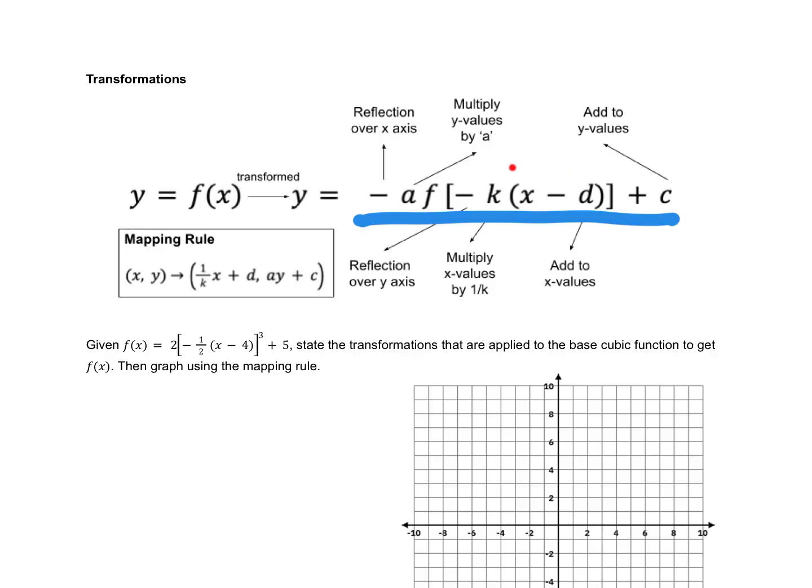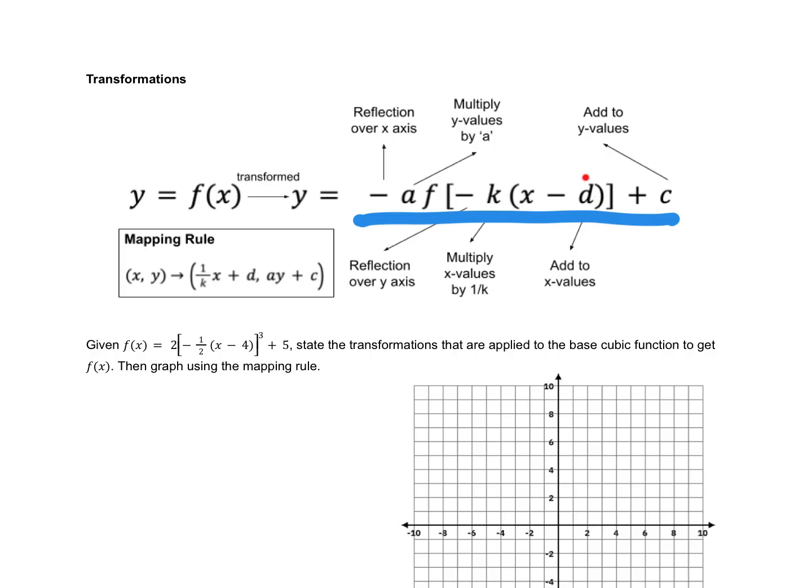Then we have all of the horizontal things inside the function here, which is replacing what x normally would be in f of x. And these values will affect the x coordinate. So if this k value is negative, that's a reflection over the y-axis. For the k value, we actually have to take a reciprocal of k. So we have to look at the value of 1 over k. And if 1 over k is greater than 1, we have a horizontal stretch by a factor of 1 over k. If it's between 0 and 1, we have a horizontal compression by a factor of 1 over k.